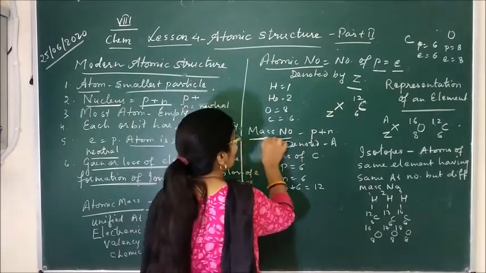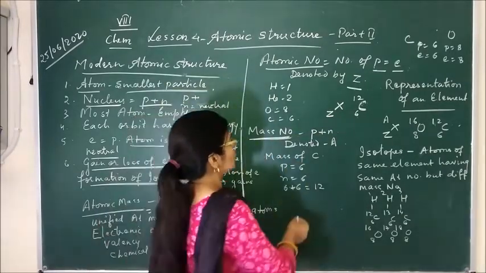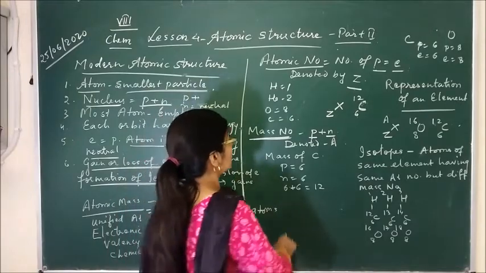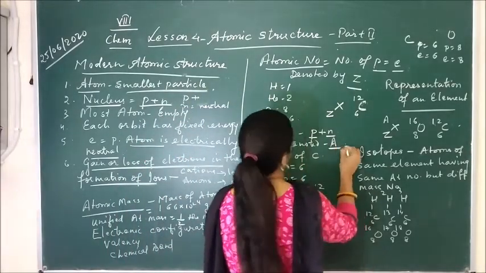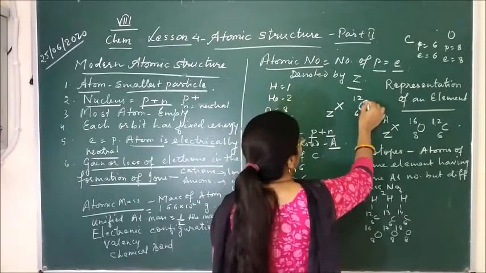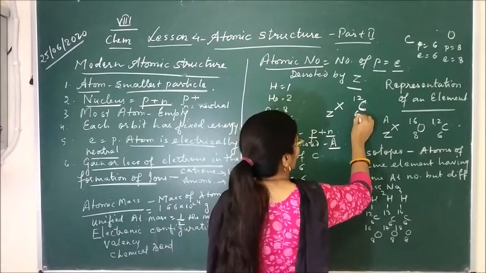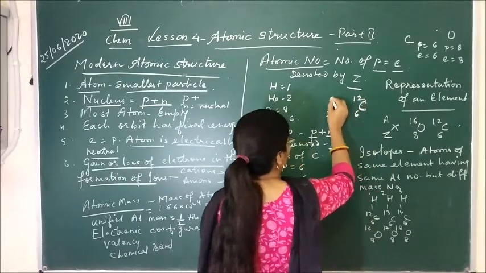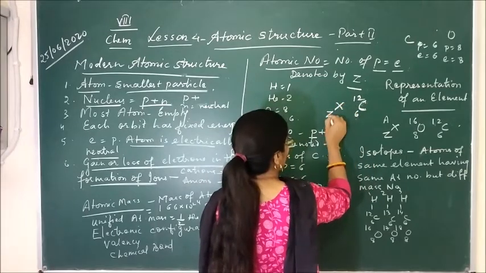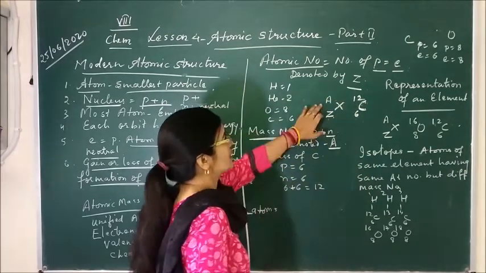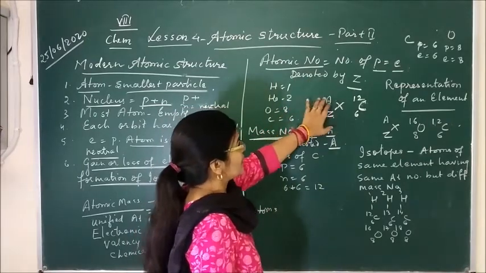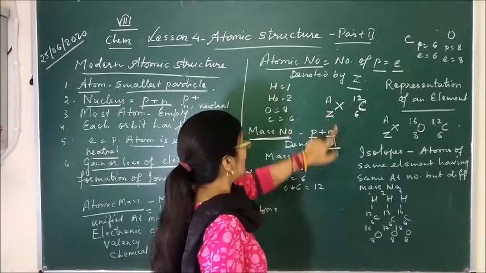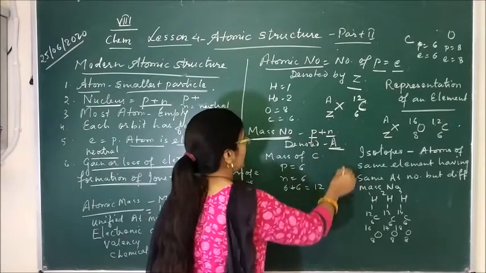Now we will discuss what is mass number. Mass number is the sum total of the protons and neutrons which are present in the atom, and mass number is always denoted by the letter A. Suppose, as I told you just now, for carbon the symbol is C, the atomic number is written at the bottom, so the mass number will be written on the top, that is 12. 12 is the mass number. So here X is the element, Z is the atomic number, and A is the mass number. So any element is represented like this, because mass number is always denoted by the letter A.